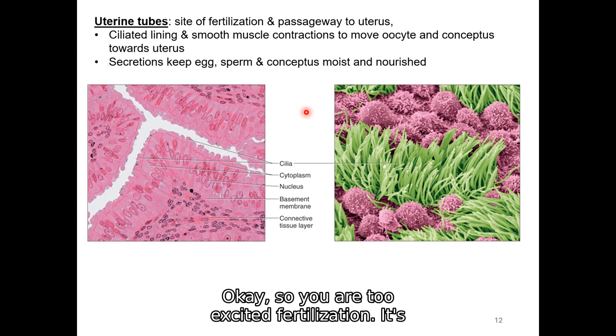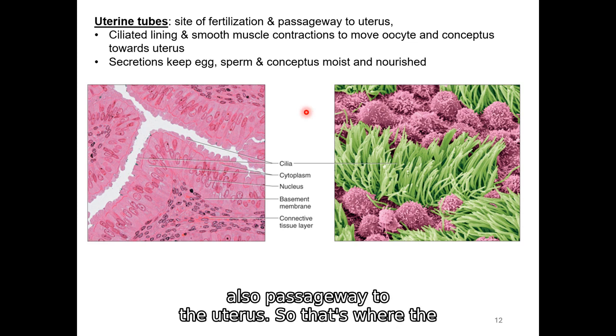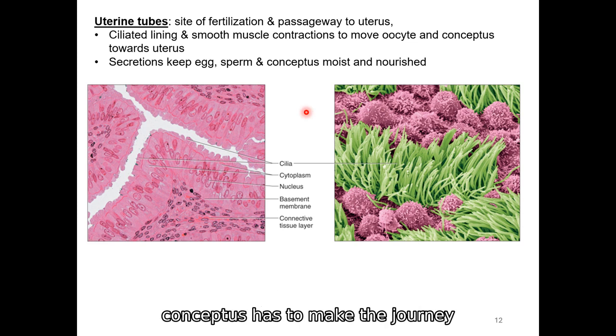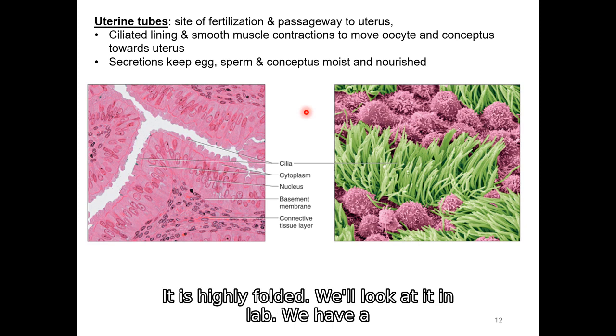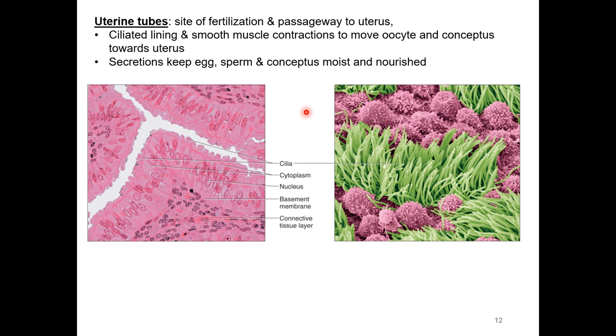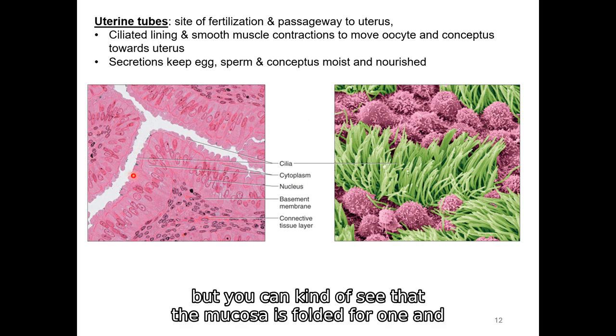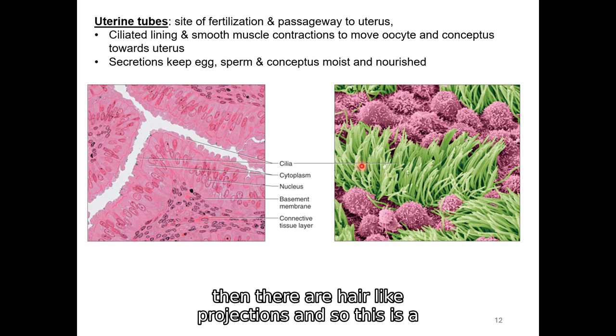Okay, so the uterine tube is the site of fertilization. It's also the passageway to the uterus, so that's where the conceptus has to make the journey. It is highly folded. We'll look at it in lab. We have a little histology lab on Monday. But you can kind of see that the mucosa is folded, for one, and then there are hair-like projections.